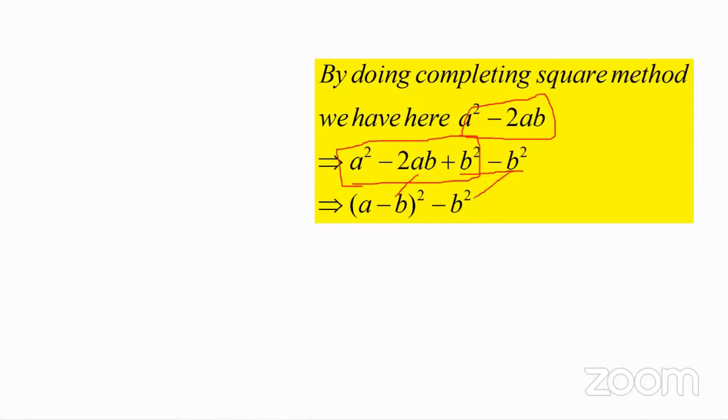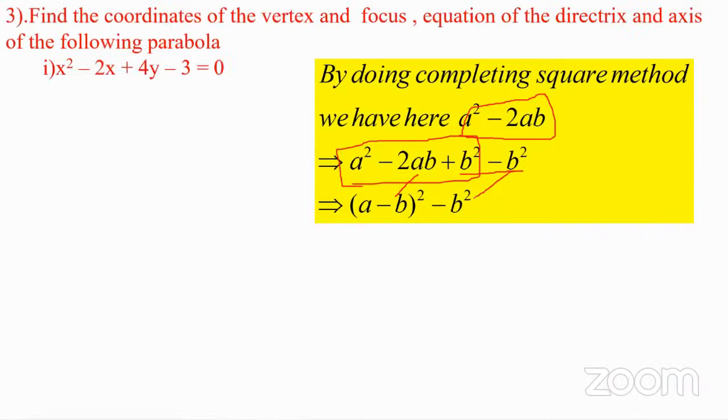So we have to use the completing square method for finding the equations in the given problems. That is, find the coordinates of the vertex, the focus, the equation of the directrix and the axis of the parabola, for the first one: x square minus 2x plus 4y minus 3 equal to 0. Clearly this has x square, so the form is (x minus h) whole square equal to 4a of y minus k, or minus 4a of y minus k, is the required equation.